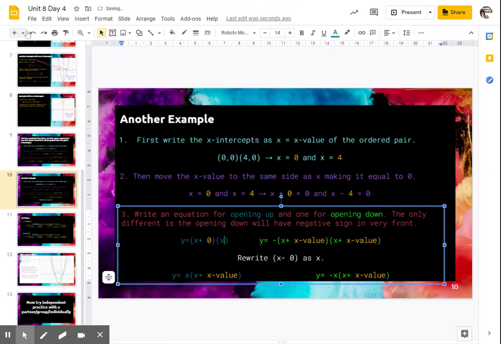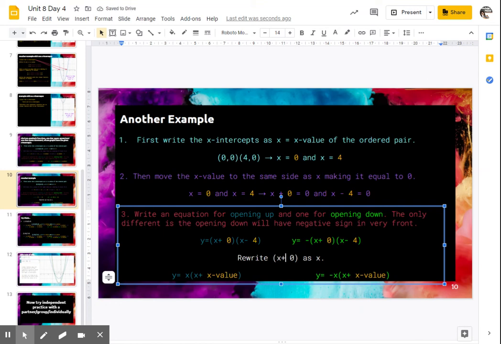0, 4, and we'll change that to a negative. Right here it says rewrite x minus 0 as x. Because x minus 0 is just x, right? So we took that x plus 0 out. Well, it's supposed to be plus, my bad. We take that plus 0 out, and we just have x in front.